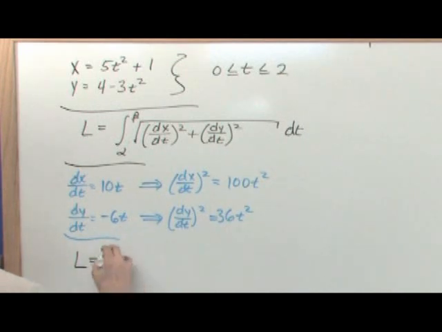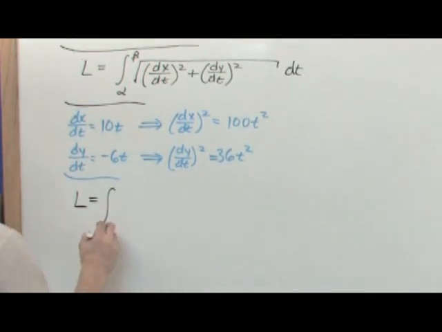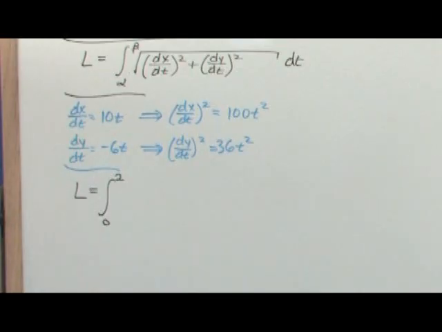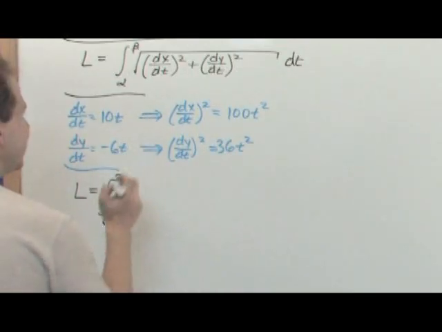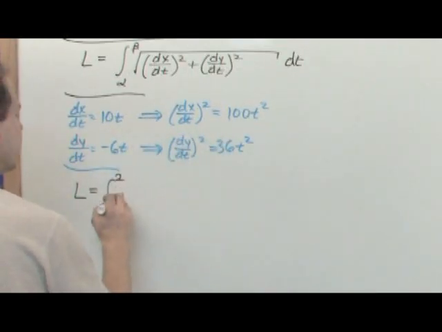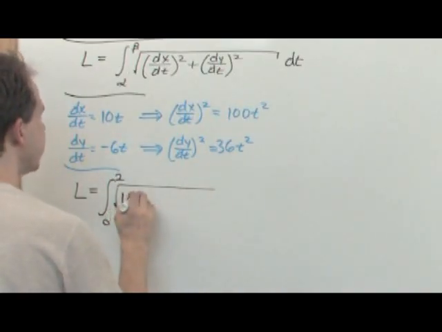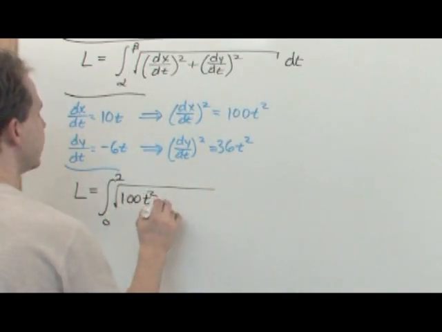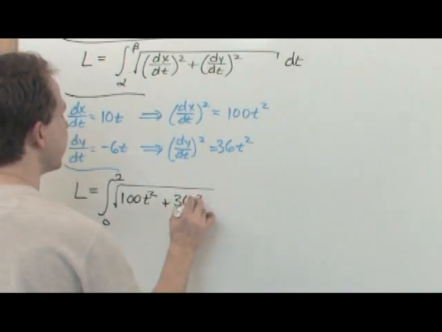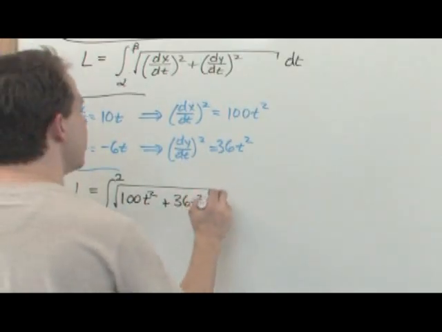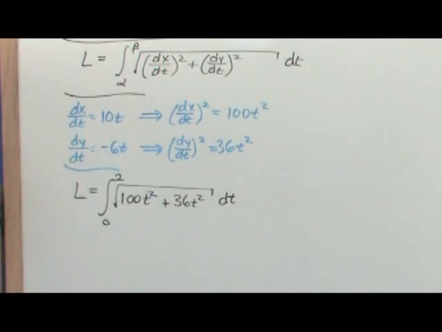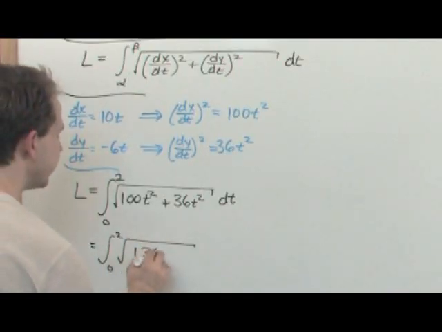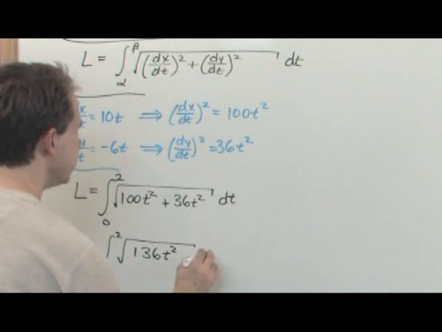The length is going to be the integral from 0 to 2, because that's alpha and beta, of the square root of (dx/dt) squared, which is 100t squared, plus 36t squared, because that's (dy/dt) squared, and we're integrating over dt. Now you have 100t squared plus 36t squared, so you can add those up: the integral from 0 to 2 of the square root of 136t squared dt.